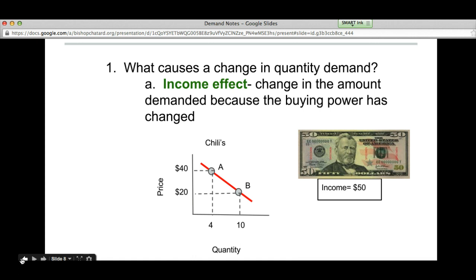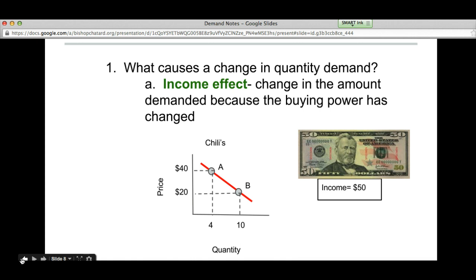So all we're saying with the income effect is this idea that my money goes further when the price is lower. I like it more because my buying power has increased. I like that because I can go and buy more with my money. Does that make sense?